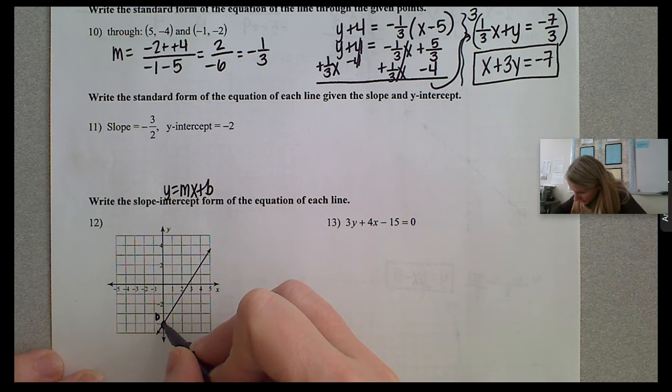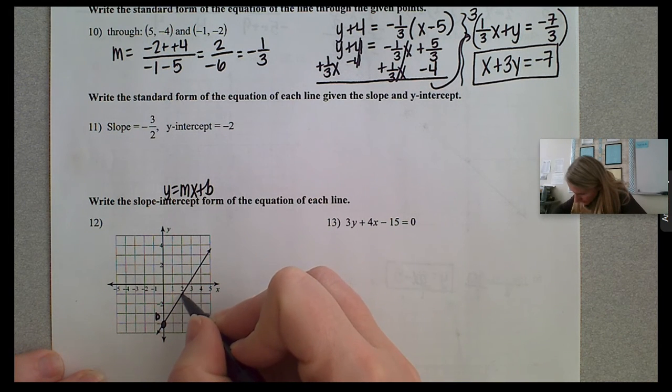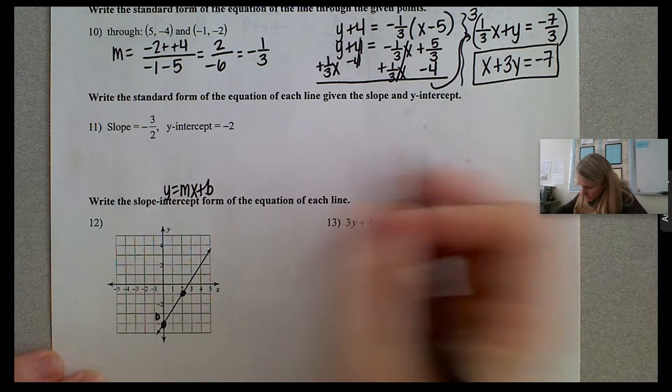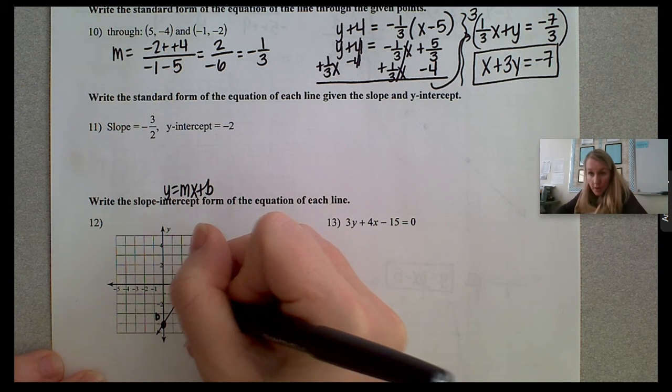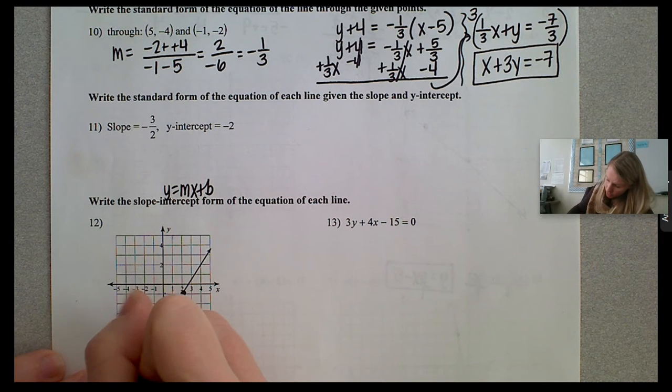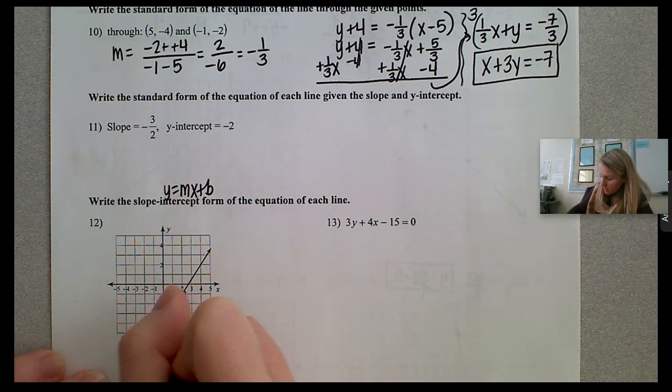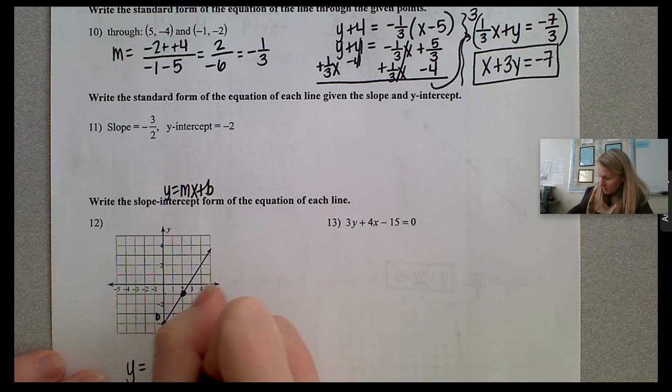So just make sure they're exact points. So it looks like there's one here and one here. So as I count, I'm gonna go up 1, 2, 3 over 1, 2. So my equation would be y equals 3 over 2x minus 4.